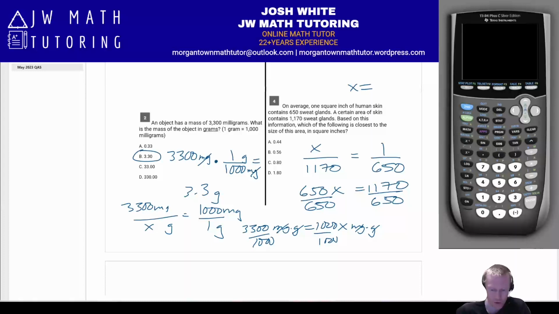And so for this one, it just comes out to basically an area of 1.8 square inches. So correct answer is going to be letter D, and that's it.